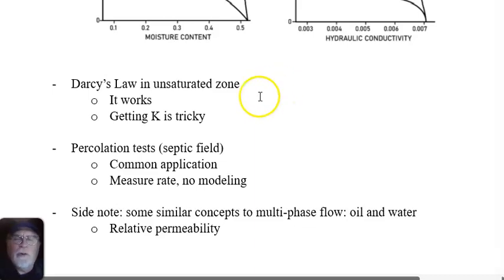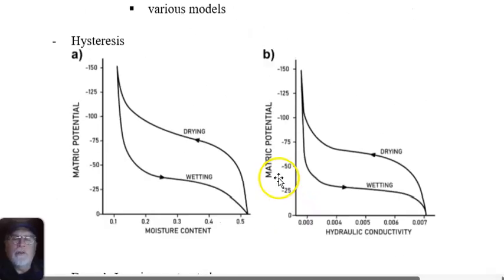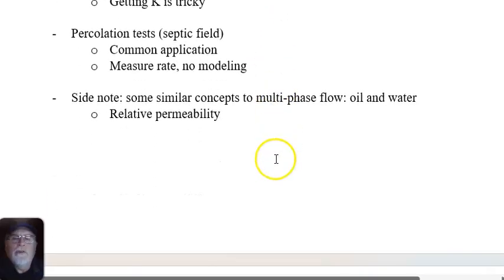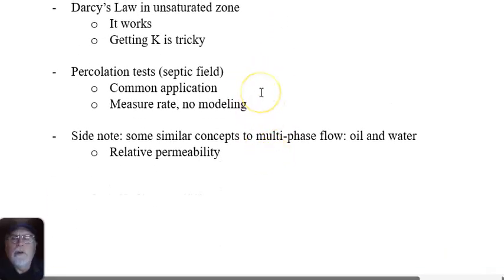One example of unsaturated flow is a percolation test for a septic field, a common application of it. Typically we just measure how fast the water percolates or infiltrates into the ground, and then we put a rate on that. Actually, if we wanted to study that, we could take a cross section of the soil and have a wetting front and all that. But there's no modeling involved. We just calculate a rate. So with a lot of unsaturated flow things, we just measure the infiltration. But there is a theory behind it.